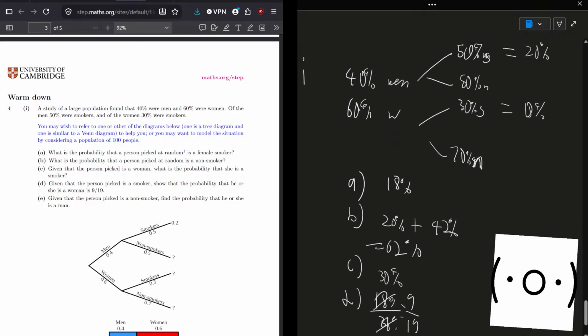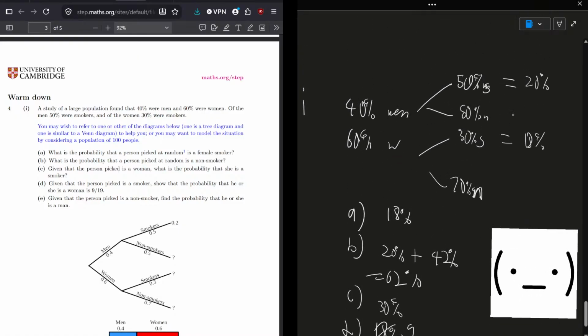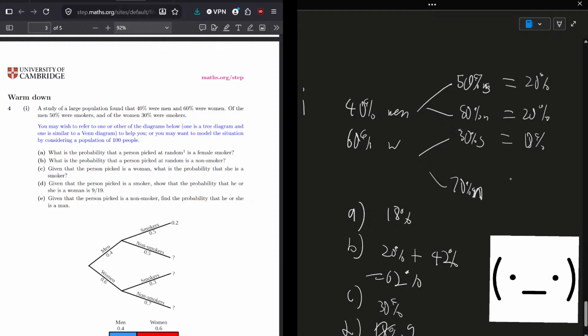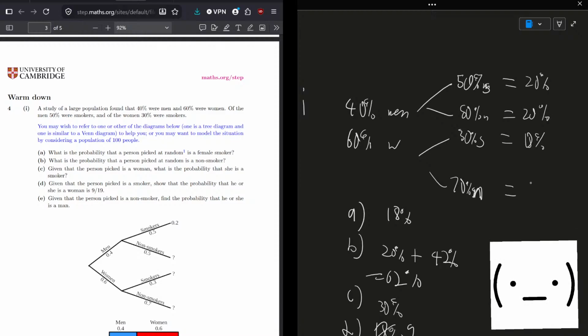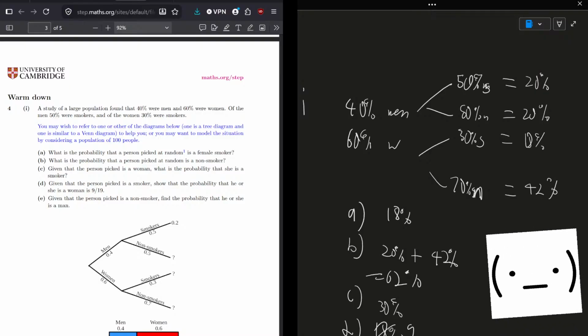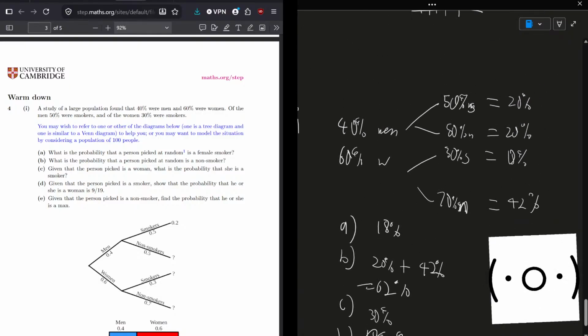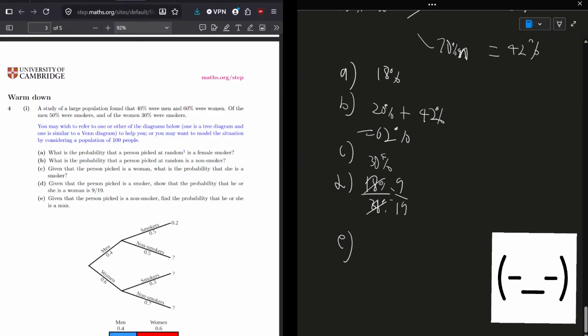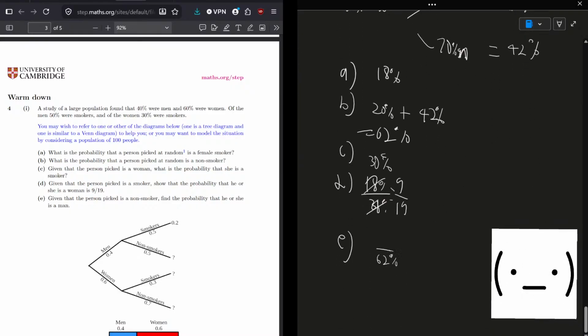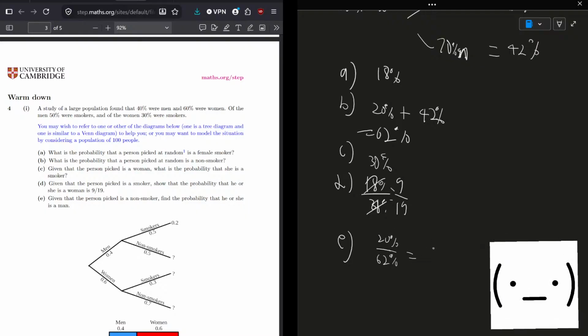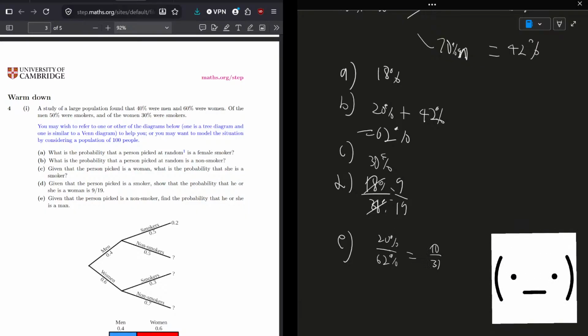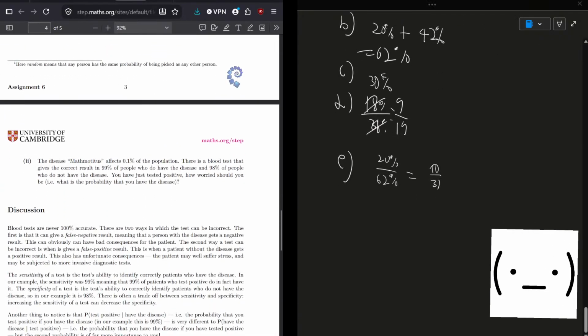Given that the person is a non-smoker, alright. So I find the probability that he or she is a man.